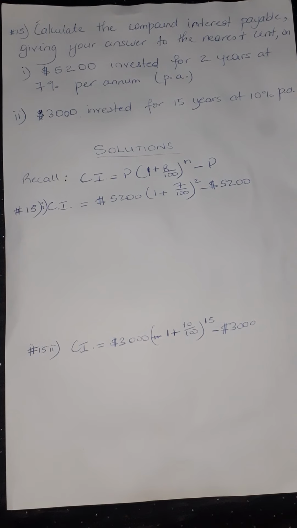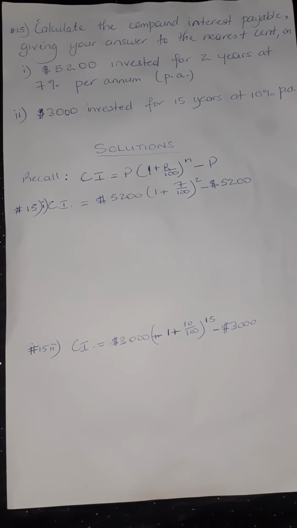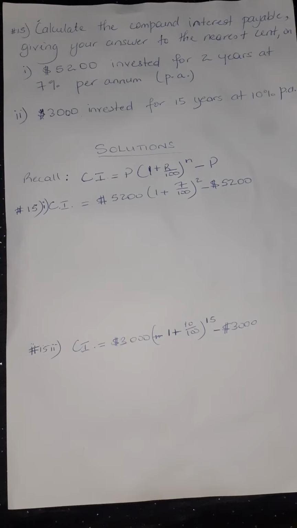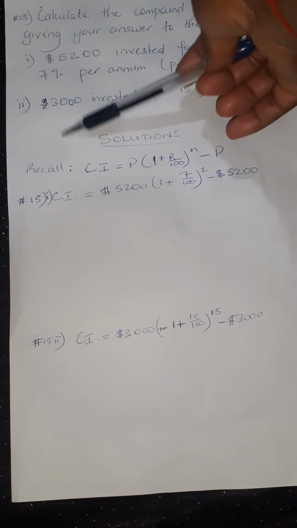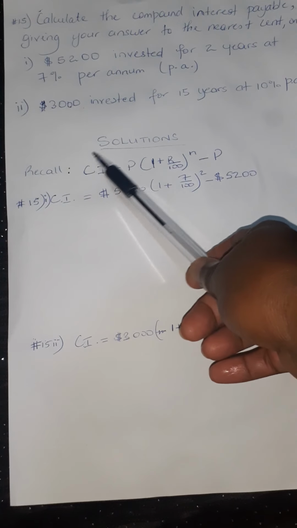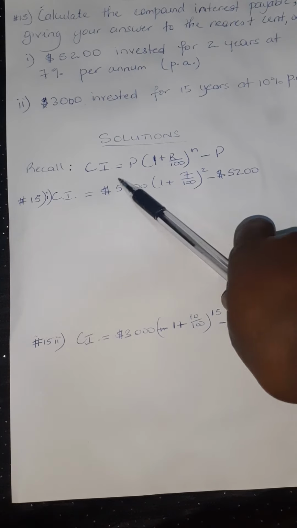So here's a question. Calculate the compound interest payable, giving your answer to the nearest cent, on $5,200 invested for 2 years at 7% per annum. That's the first one. And the second one is $3,000 invested for 15 years at 10% per annum. So for both of these, we're calculating the compound interest. It's one question with two parts. Here I went ahead and started the solution, but I haven't completed it as yet.